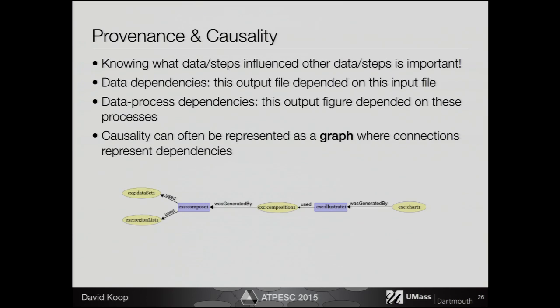But in all of these, there's sort of this idea of causality, knowing what data and steps influenced other data and steps, the dependencies between data, the data process dependencies, and the causality. So you can look at these graphs, and these used and was generated links tell you the circles indicating the data, the rectangles indicating the activities along the way.